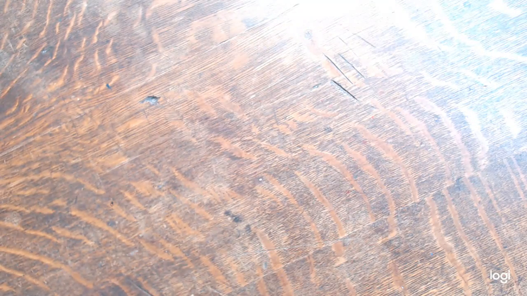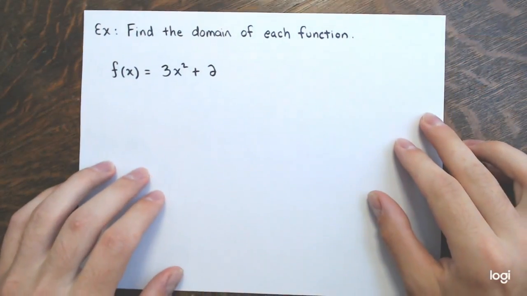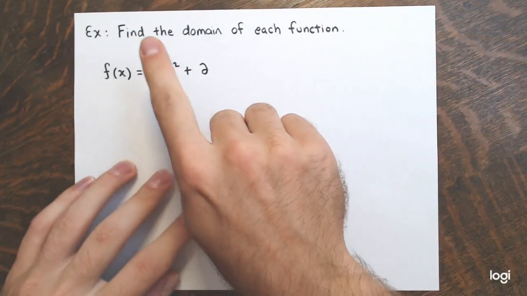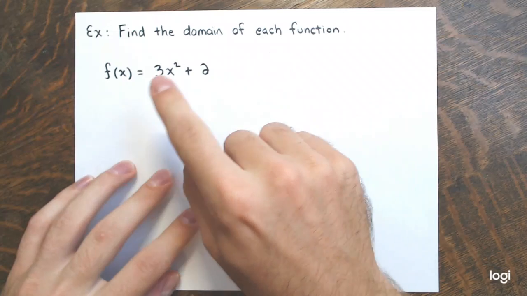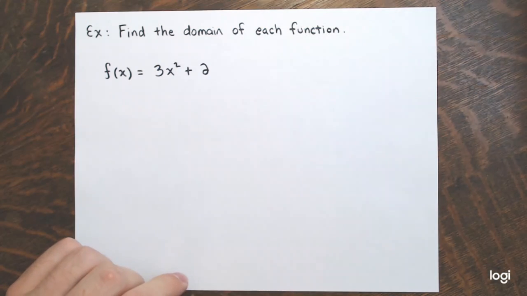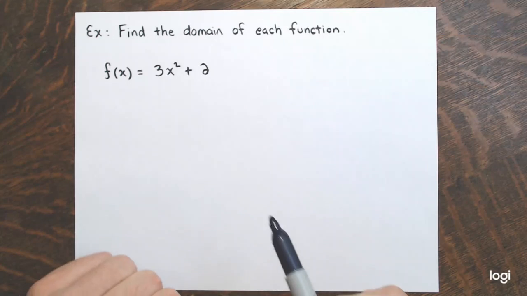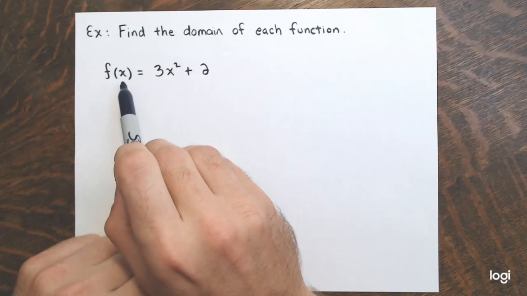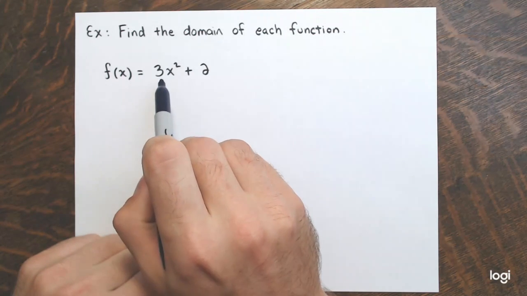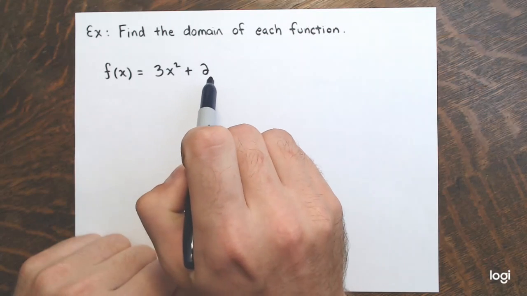Alright, so just got a few examples for you here today. So the first one here, I'm asked to find the domain of each function. We've got several examples. Alright, so I'm given this function called f, right? I have a function notation here, f of x equals 3 times x squared plus 2.